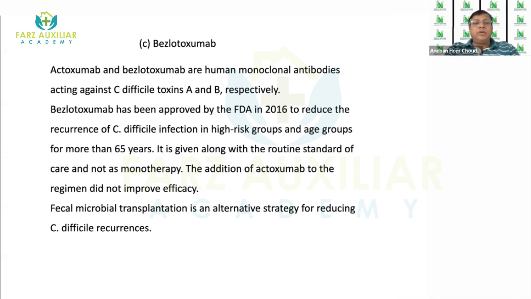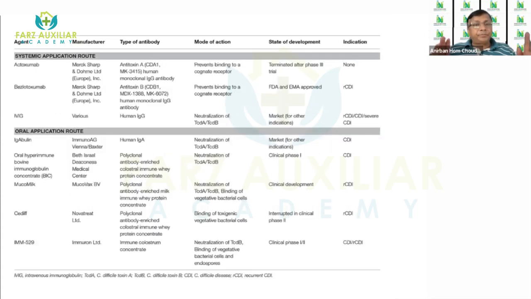So only when you get a hint in the question that the toxin was able to hit both A and B, then probably the choice will be there. Otherwise, the choice would be bezlotoxumab. And of course, fecal microbial transplant is an alternative strategy for reducing recurrences. And this question can also be put in some other format in relation to Clostridium difficile.